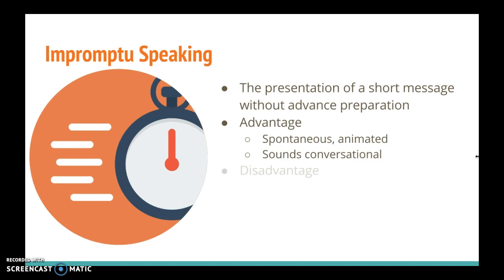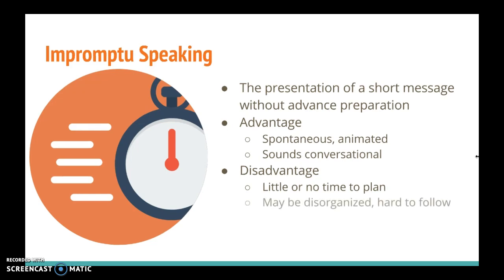But in a public speaking setting, there are some disadvantages to doing an impromptu speech. For one, there's very little time to plan, or no time at all sometimes. And so it's very difficult to contemplate the central theme of your message. And oftentimes, this can cause your message to become disorganized and really hard to follow for your audience.